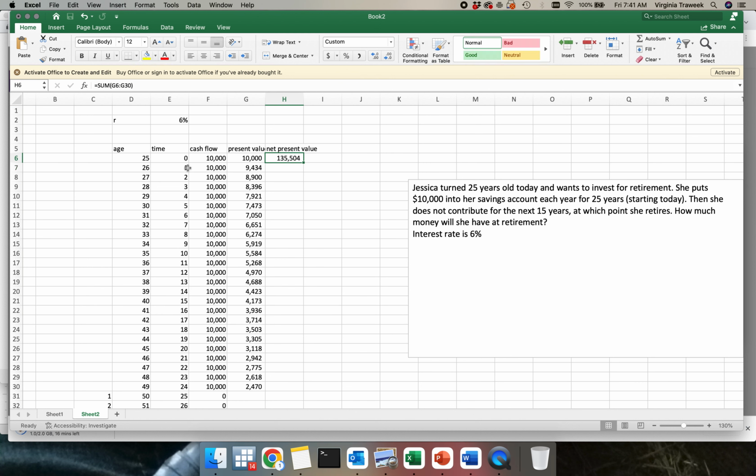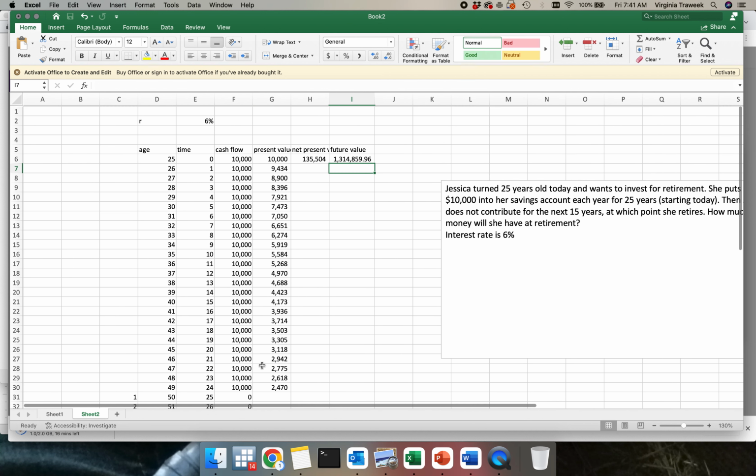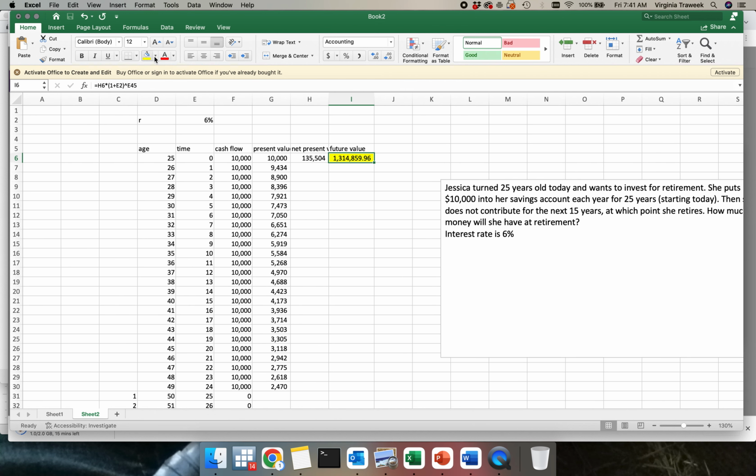Okay, now this is the amount that if I were standing in time 0 at age 25, I could just put into an account and it would grow into the future. So this is the present value in time 0, but now I need the future value. And so what I'm going to have to do is inflate it or compound it. So 1 plus R to the power of the number of time periods, and this is 39 time periods because that is how many time periods we need. And so we end up with $1.314 million.